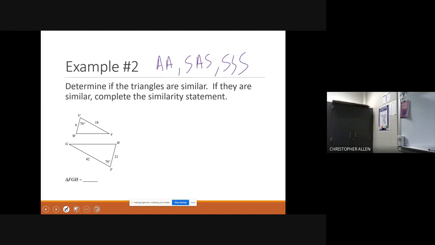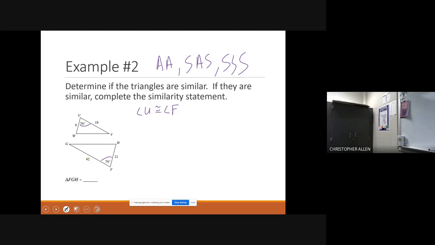It says determine if the triangles are similar. If they are similar, complete. So this is very similar to the last example, but notice here, we don't have any vertical angles. Do we know that angle U is congruent to angle F? Do we know that? Well done. Yeah, it's right there. So let's go and write that down. I'm going to say angle U is congruent to angle F. And I don't even think I need to explain that because they have the same measure. That's how we define congruent angles.